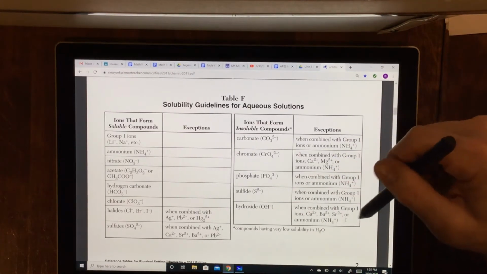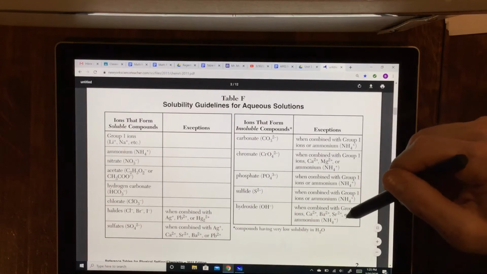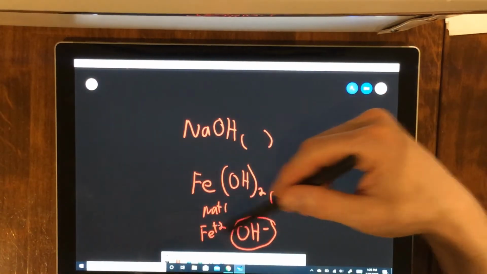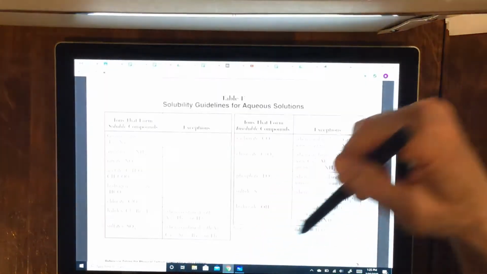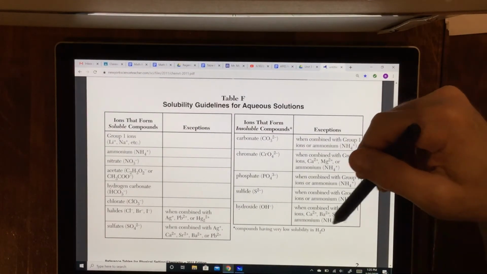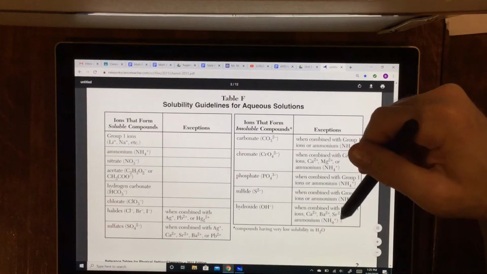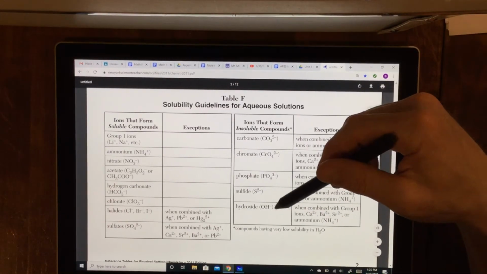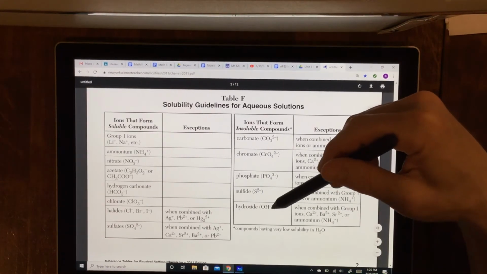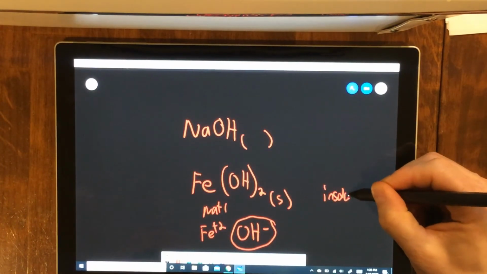But we got to check with these exceptions. If OH minus is bonded to any of these ions, that makes it soluble. So let's go back. We have Na plus, Fe plus 2. I'll work backwards here. Fe plus 2, group 1, Ca plus 2, Ba plus 2, Sr plus 2, NH4 plus. So Fe is not in group 1, and it's not listed here. Therefore, Fe(OH)2 must be insoluble because Fe is not an exception. Therefore, OH minus with Fe is insoluble, so that gets an S, insoluble.